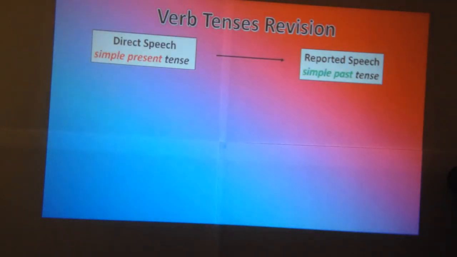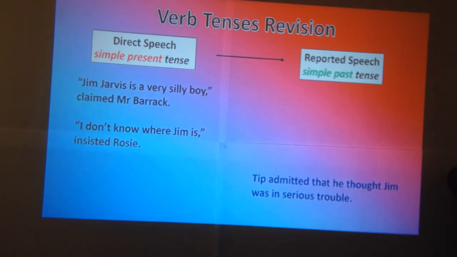So looking at direct speech and reported speech, and we're looking at simple present tense and simple past tense. So first of all, "Jim Jarvis is a very silly boy," claimed Mr. Barrack.